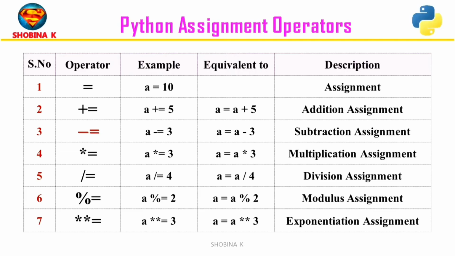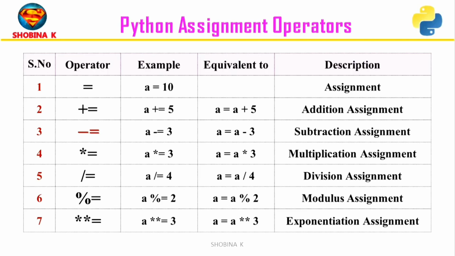Secondly, we have addition assignment operator. It combines the addition operator with assignment. This operator is a convenient way of adding a value to a variable and updating the variable with the result. A += 5 is equivalent to A = A + 5.